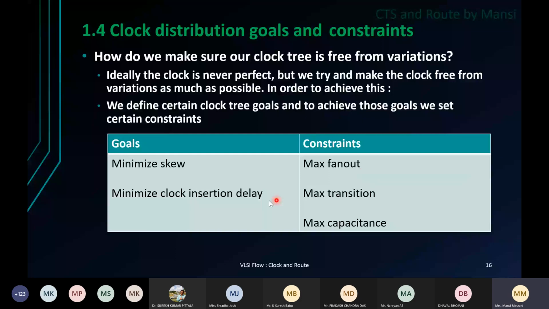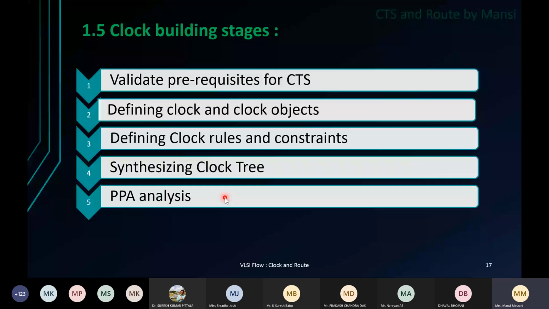Now let's talk about the clock itself. We'll start with the stages. One thing we have to do before even starting CTS is validating the prerequisites. We'll talk about it. The second thing is defining what is clock, how many clocks we have in the design, and the clock objects. Then setting the perfect rules for clock and the constraints. Then comes the actual CTS part, and then we will do the analysis.